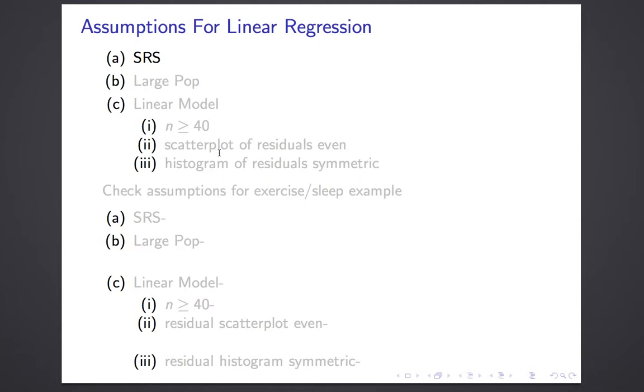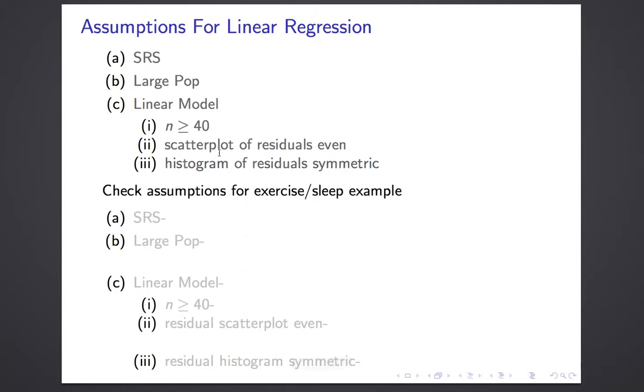Let me just summarize what all the assumptions are. We still have the simple random sample assumption. There's always one sample in linear regression, so it's very simple. And we still have the large population assumption. Again, one sample, one population. That's totally straightforward, but instead of the normality assumption, we have the assumptions of the linear model, which have three parts. We need n to be at least 40, we need the scatter plot of the residuals to be even, and we need the histogram of the residuals to be symmetric.